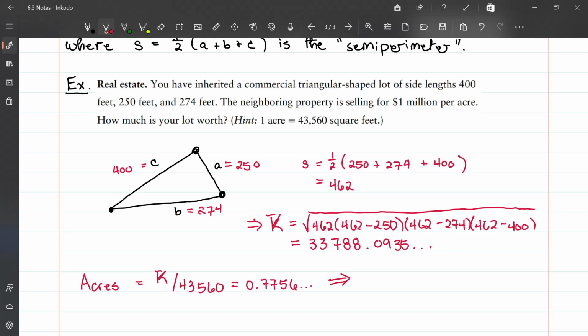But I want to get dollar value, so I'm simply going to take the number of acres I've got here and multiply it by $1 million per acre. And if I multiply by 1 million, I wind up with 775,667, let's round it to 2 decimal places, $90. And again, that's what happens if I take this value and I multiply by 1 million.